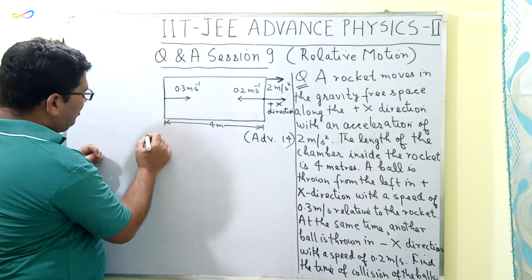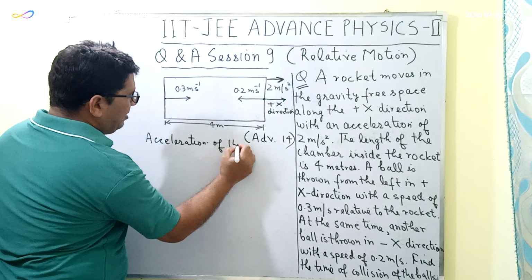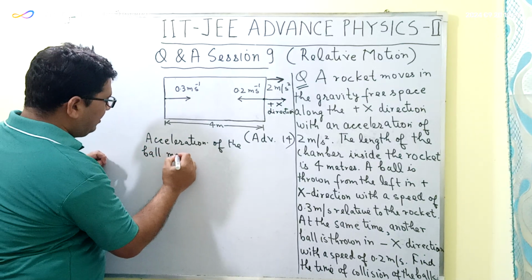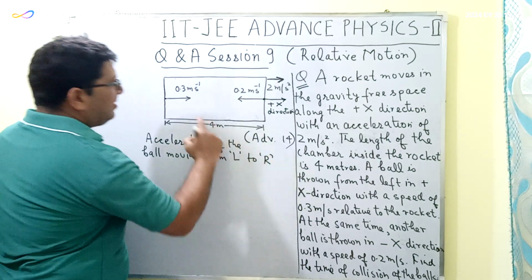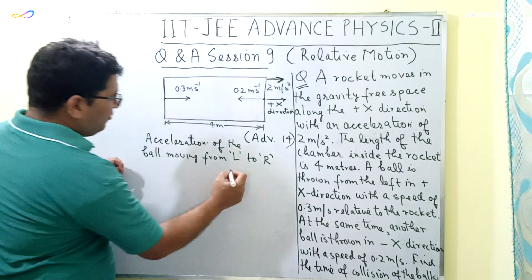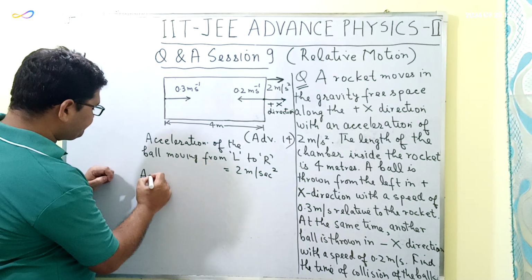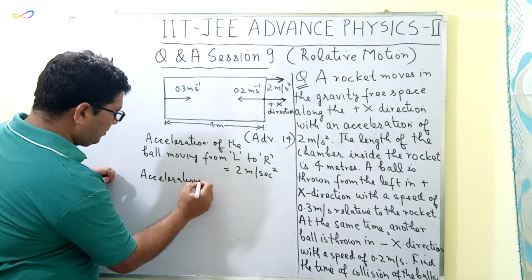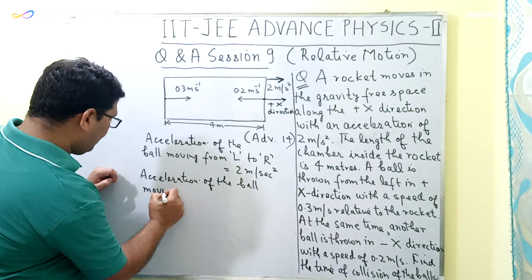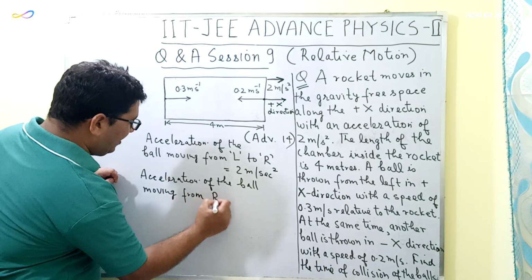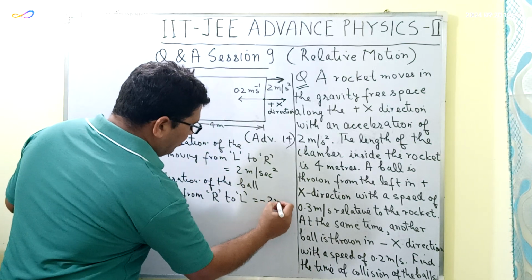So the acceleration of the ball moving from left to right in the positive x direction will be equal to 2 meter per second square, and the acceleration of the ball which is moving from right to left in the negative x direction will be equal to minus 2 meter per second square.